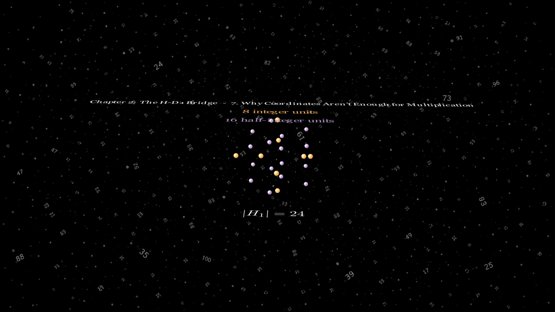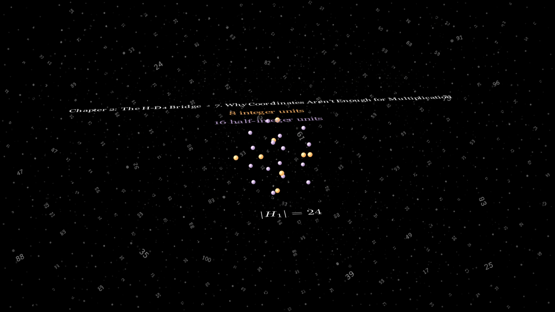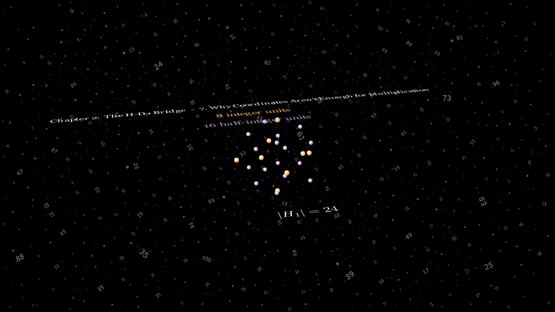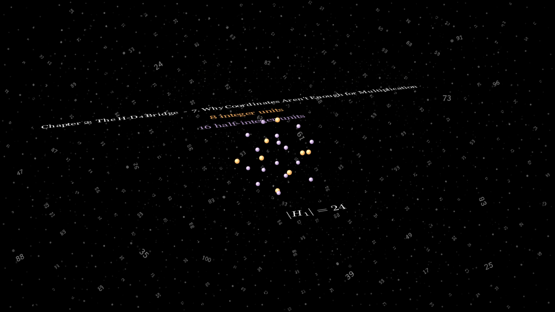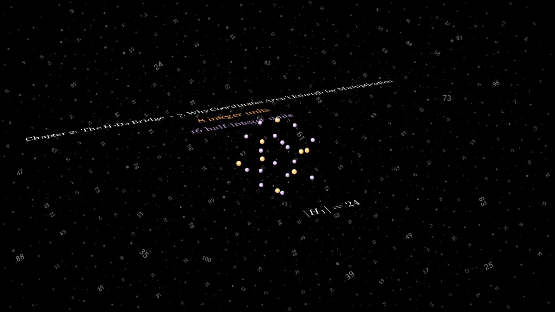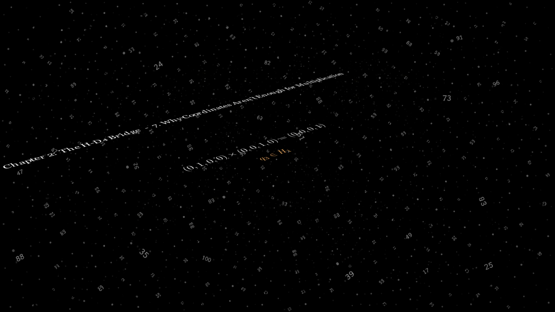What happens to multiplication? This is where the distinction between geometry and algebra becomes essential. Start with the 24 Hurwitz units. They are the elements of the Hurwitz lattice with norm 1. There are exactly 24 of them. 8 have integer coordinates. 16 have half-integer coordinates. Together, they form the vertices of the regular 24 cell.